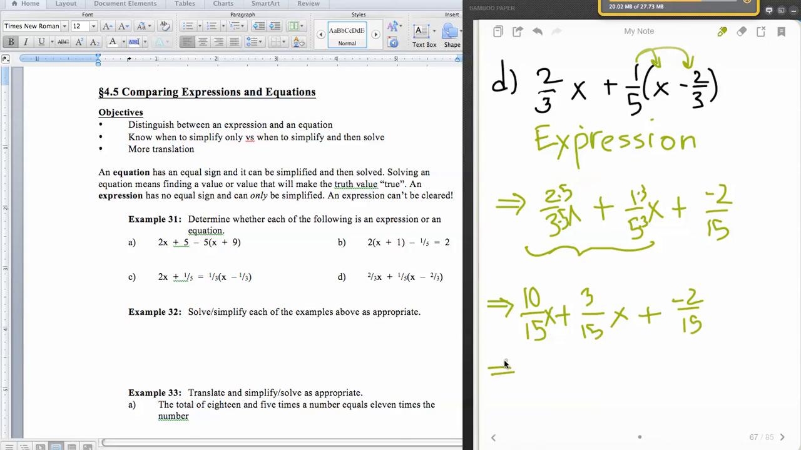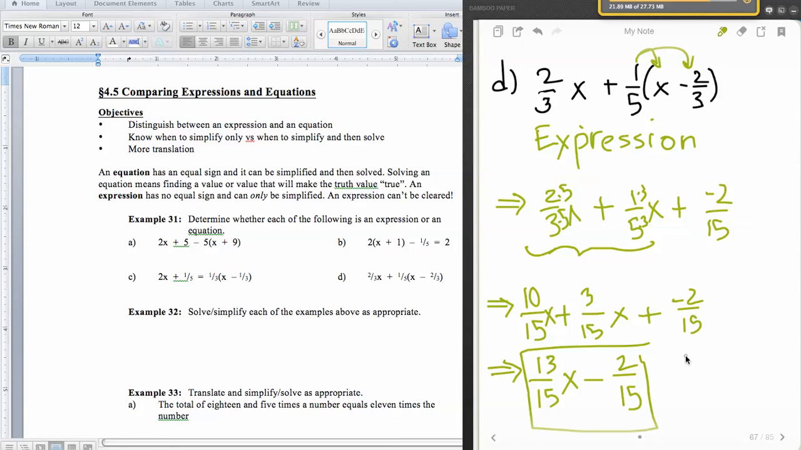Next, we have 10 plus 3, which is 13/15, and those are x's. And then we have plus a negative 2/15, or subtract a 2/15. And that's as good as it gets. There's no clearing this one. It's got fractions in it. It's an expression. It's going to have fractions no matter what we do.